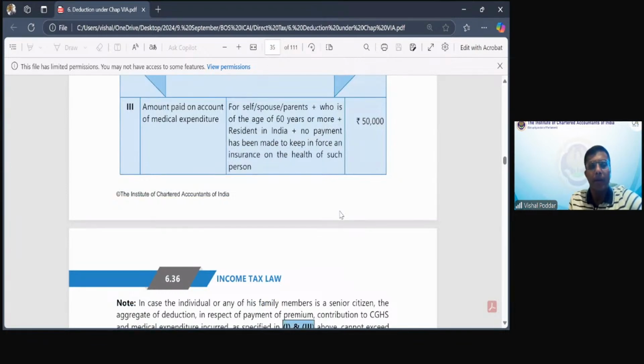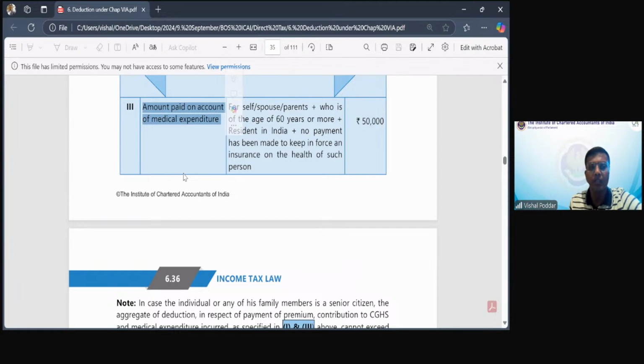Now, there is one more deduction in ATD, that is this. Now see, understand this. Earlier to this, there was payment of premium of medical insurance, or there was payment on preventive health checkup. Now this is, you are making payment of the medical expenditure itself. That is, you are paying the bill of the hospital. So in the above provisions, it was making payment of the premium of medical insurance. Here, it is making payment of the medical bill itself.